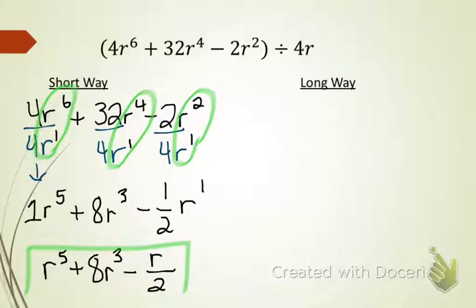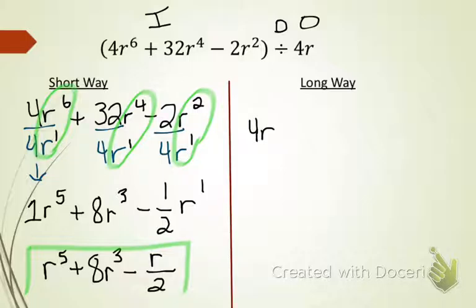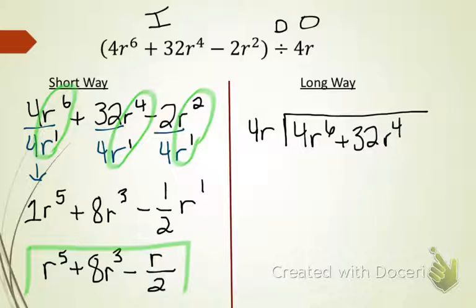Now the long way. Here is my IDO. So my 4r is going to go outside of the division symbol. Inside we have this. Okay, so we're trying to figure out 4r times something is going to give us 4r to the power of 6. Remember, there is a times here.